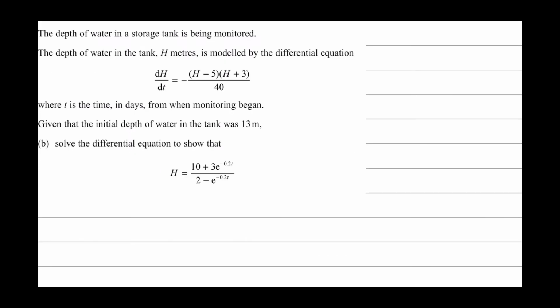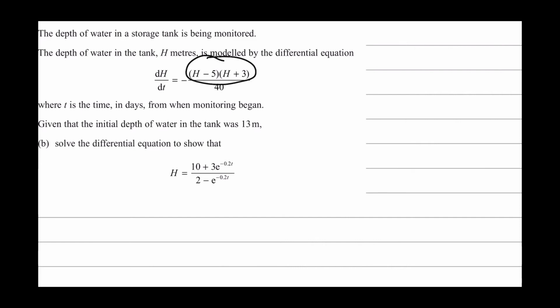The depth of water in a tank in h meters is modeled by this differential equation, where t is the time in days from when the monitoring began. Given that the initial depth of water in the tank was 13 meters, we have to solve this differential equation to show that h can be written in this form. To change from the dh by dt to h, we can't just integrate it directly. We just have to rearrange it first.